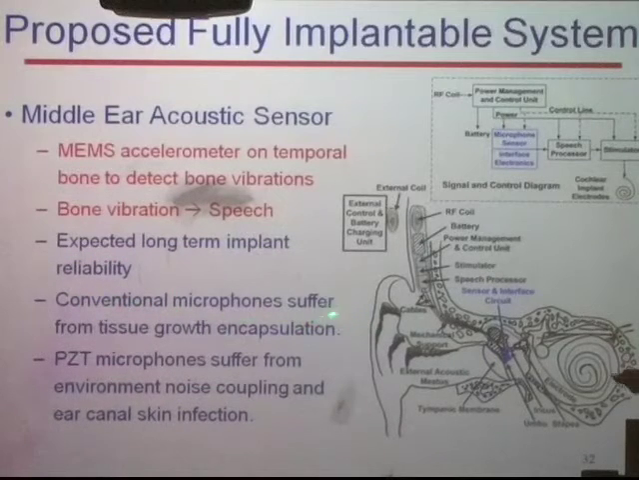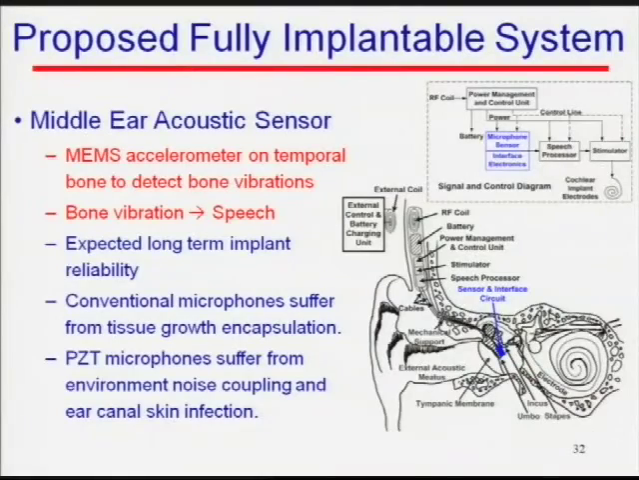Now, the conventional microphone suffers from tissue encapsulation, a gross encapsulation that over time will cause drift and sensitivity degradation, because you have a hole to expose the outside environment to couple the pressure in, and the hole may have tissue growth on it. And the PZT-based, piezoelectric-based microphone suffers from environmental noise coupling, and if you implant it under the ear canal, it can cause ear canal skin infection because this region has very thin skin. So the microphone technique that we chose can achieve the expected long-term implant reliability.